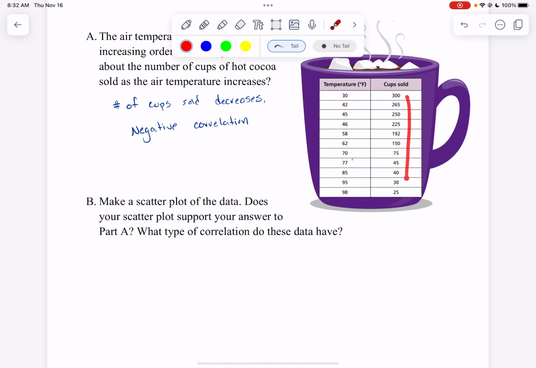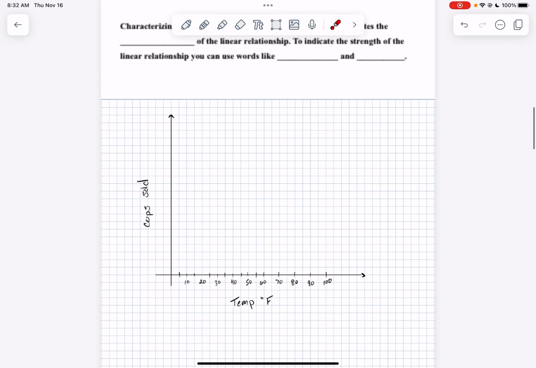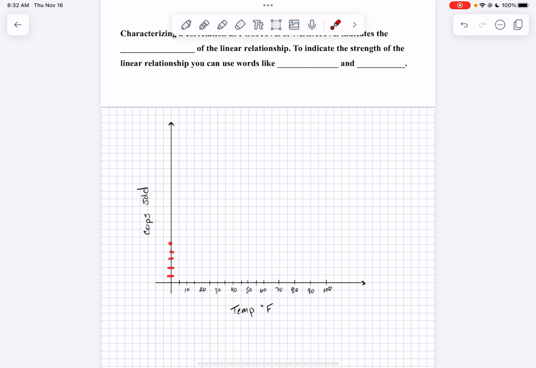Okay. But now my cups. I need to go all the way to 300, but also all the way down to 25. So we need to decide on a scale here. Let's try: if I go by tens, would I have enough room? 10, 20, 30, 40, 50, 60, 70, 80, 90. Nope, I need to go to 300. So maybe go by 200s. Wait, not 200s, 20s.